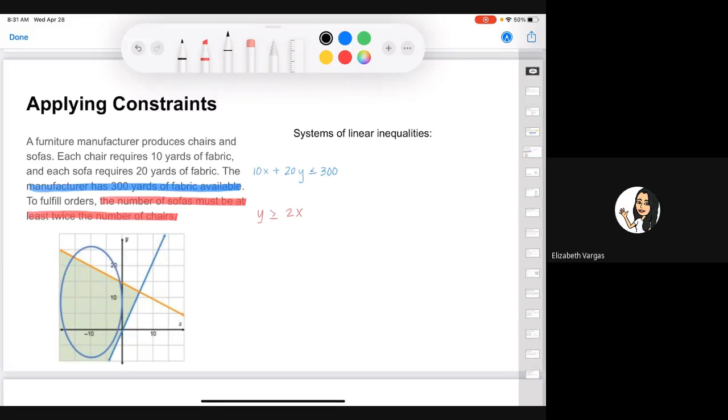Given this information, what we're able to identify is a feasible region. Now, things to consider. In this circled area, we have a bunch of negative values, right? We have negative x's.